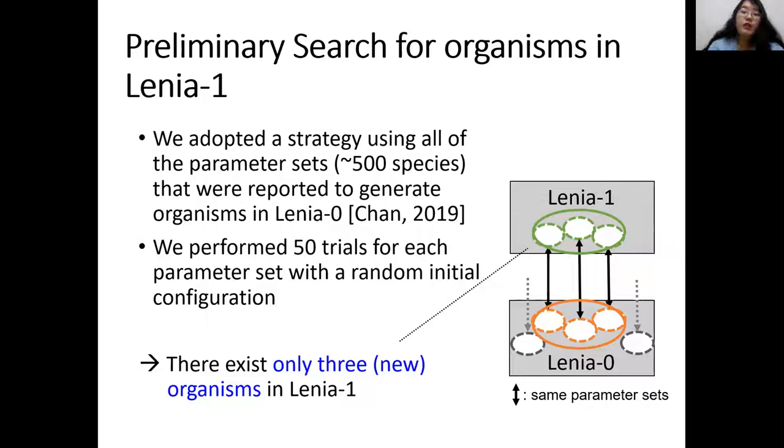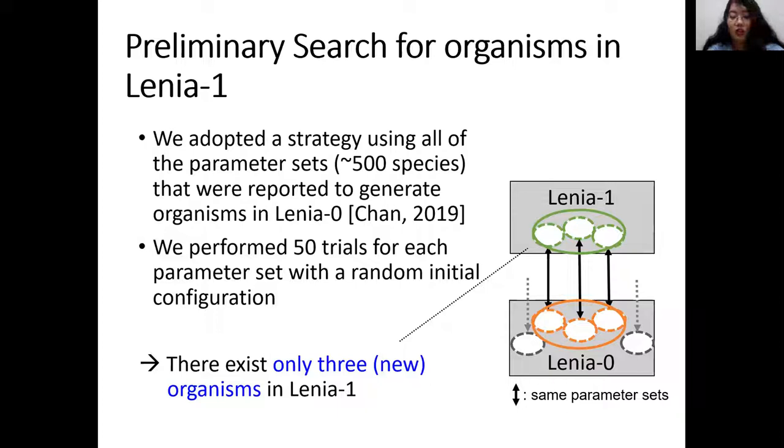First, we performed preliminary research for the organisms in Lenia 1. We adopted a strategy using all of the parameter sets that were reported to generate organisms in Lenia 0. We performed 50 trials for each parameter set with a random initial configuration. We found only three organisms in Lenia 1.